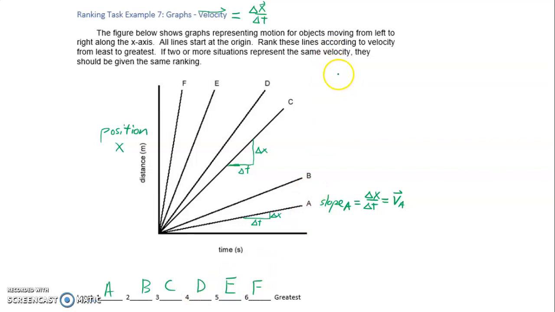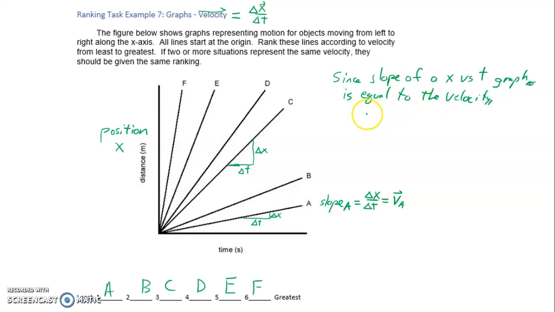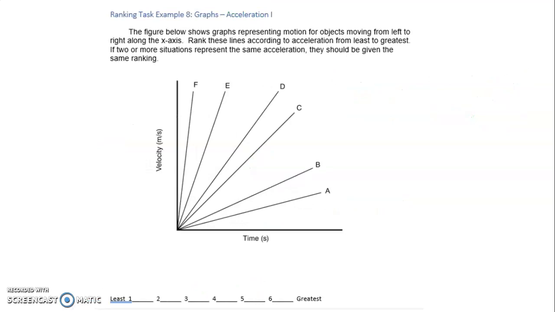And so in your explain the reasoning, you can say since the slope of a position versus time graph is equal to the velocity, we can rank them by slope. All right, let's look at the next one. Here we've got a velocity versus time graph. So you got to pay attention. The axes changed, and we're also changing what we're ranking them on.